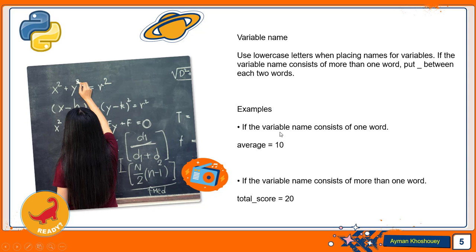The variable name must be in small letters. If you want the variable name to contain two or more words, you can put an underscore between them, like this. This is average equal 10, total_score equal 20.